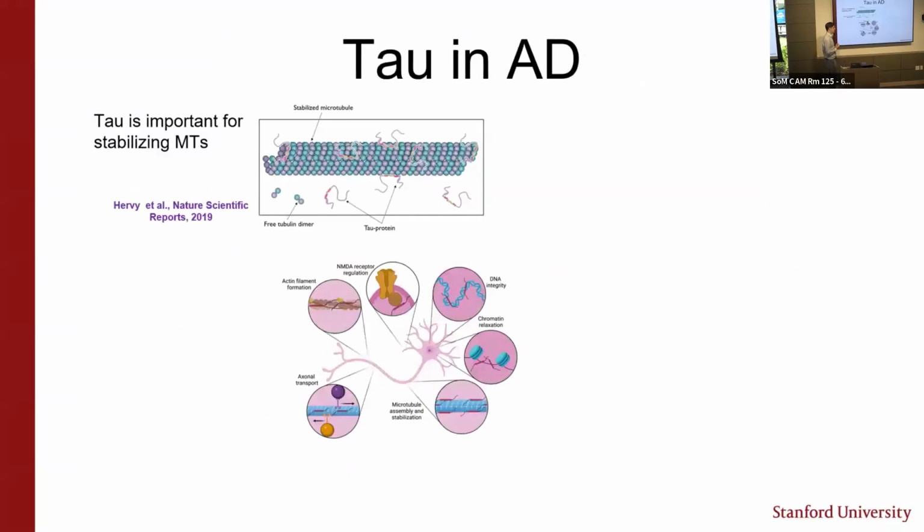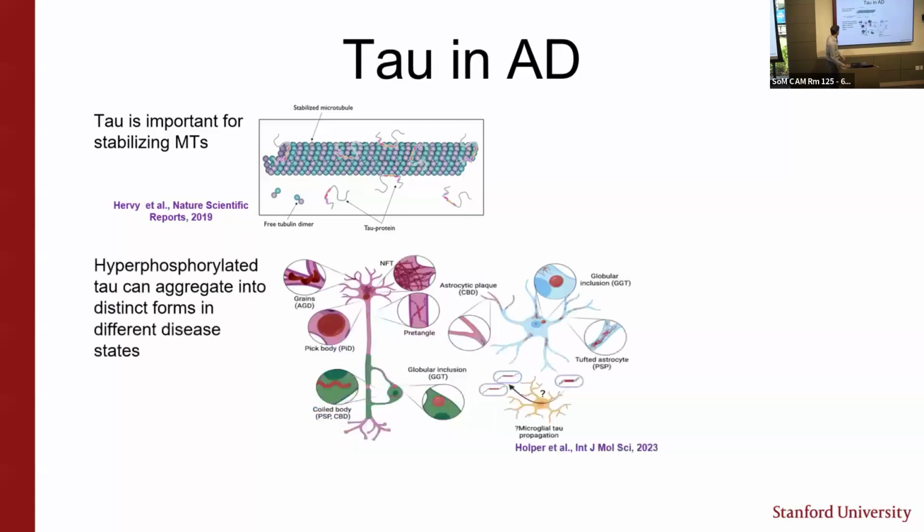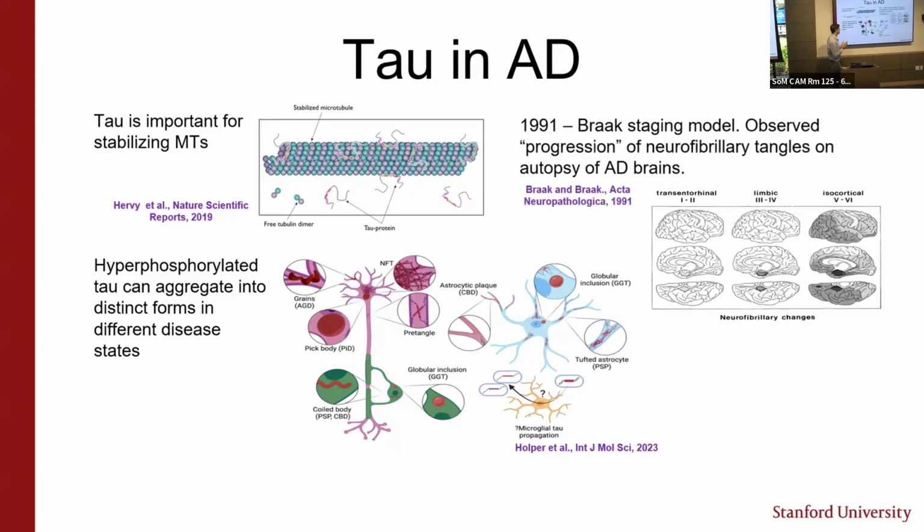So tau, of course, is a protein that has many cellular functions. It's particularly important in stabilizing microtubules, and it's known to be regulated through phosphorylation. Now, when tau is hyperphosphorylated, it tends to aggregate, and that can occur in many different forms in many different diseases. We have Pick bodies, the GGTs that I talked about in my grand rounds last year, and of course, neurofibrillary tangles in Alzheimer's disease. And these neurofibrillary tangles tend to progress in a very classical stereotyped fashion that was first demonstrated on autopsy studies by Braak and Braak in the early 1990s, with a transentorhinal through mesial temporal through isocortical spread.